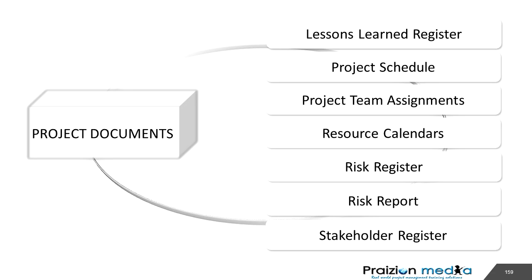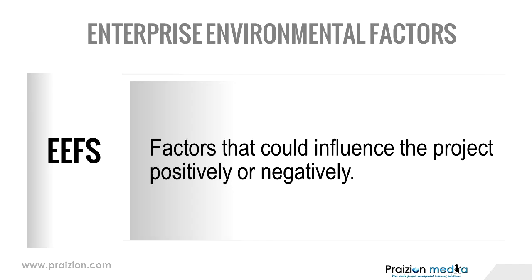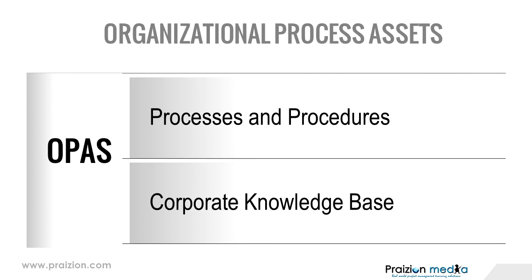And we have the risk register, of course, because what we're trying to do is further analyze these risks in the risk register. We also have EEFs and OPAs that need no introduction. As usual, we need to be aware of the risk appetite and threshold of stakeholders. And under organizational process assets, there could be templates, databases, and lessons learned to consider.